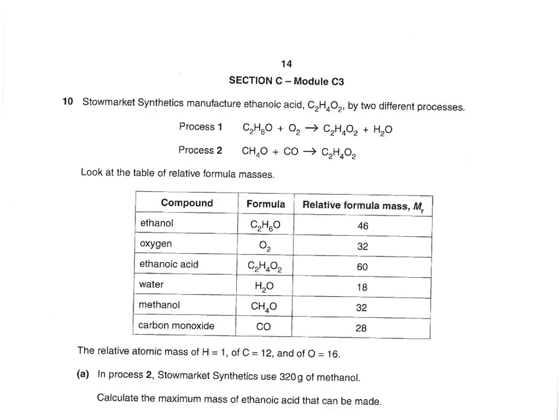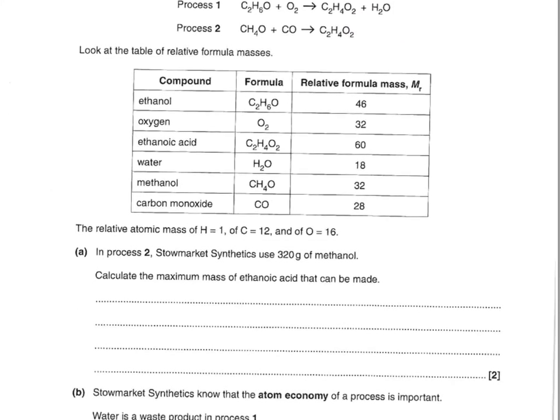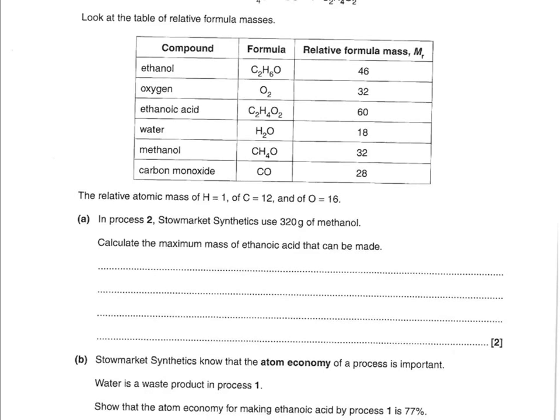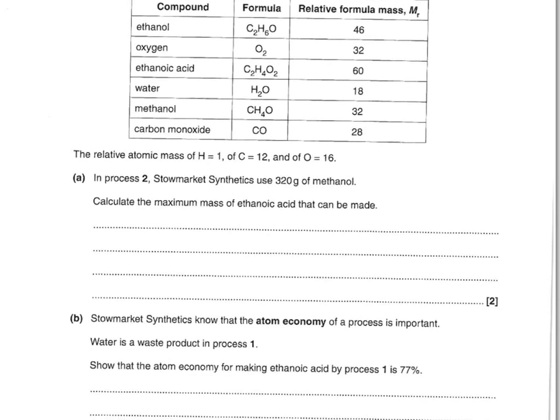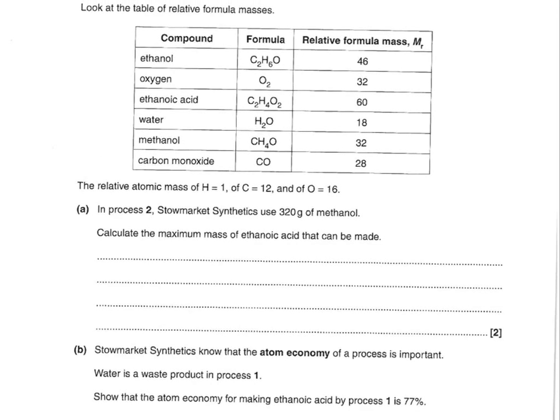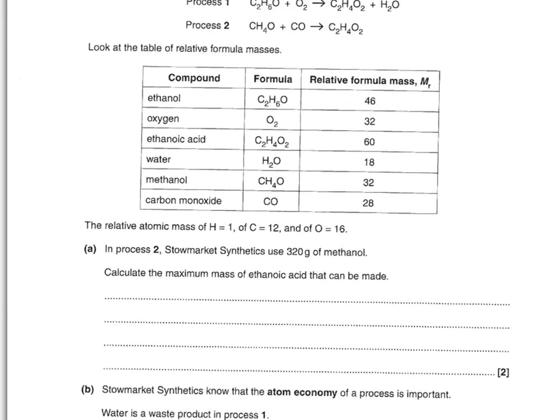So on to the chemistry section. It says Stow-Market Synthetics manufacture ethanoic acid, which has that formula, by 2 different processes. There's 2 processes. It says the relative atomic mass of hydrogen is that, and gives you the relative atomic masses of the 3 elements in these things. It says calculate the maximum mass of ethanoic acid that can be made.